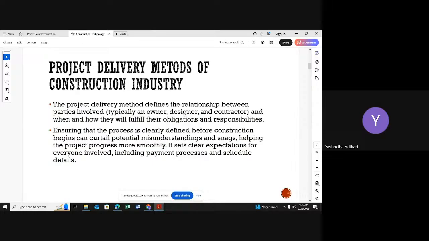to join with the project, how designers are going to join with the project, and how the contractors are going to join with the project. This is the area we are going to cover under this section. In the construction industry, there are many project delivery methods. Within the word also, you can learn about it: project delivery method. Now you know the total background of a project.